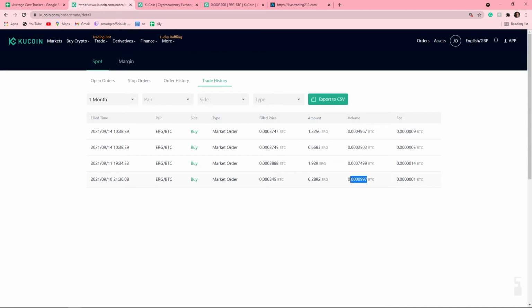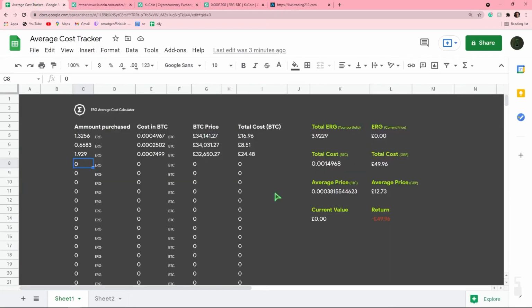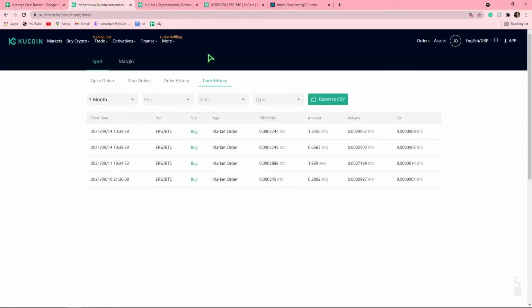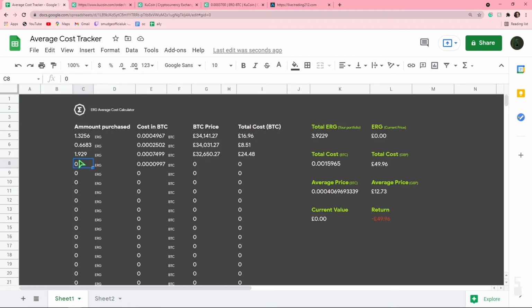So if we take this full figure, it will factor in our fee as well. So we're getting an overall understanding of exactly what we spent versus exactly what it's worth now. We'll go ahead, double click in this line, and put our cost in Bitcoin into this line. We'll then get our amount purchased. Sorry, I've done this backwards. But we'll then get our amount purchased, which is this line here. On this occasion, it was 0.2892 ERG. So we're going to grab that and chuck that in here.